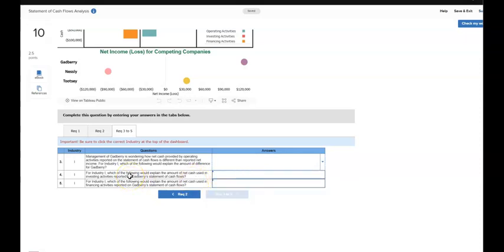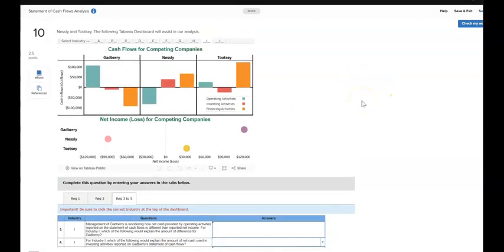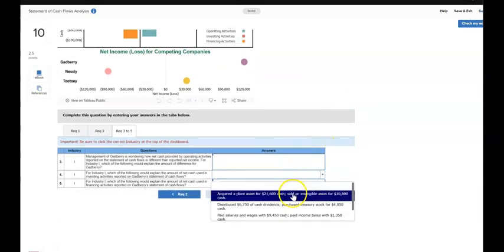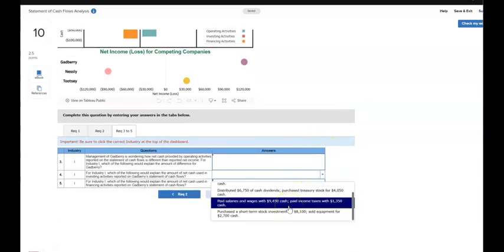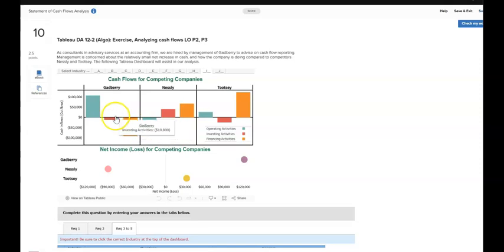This one asks what would explain the amount of net cash used in investing activities. So which of these things would result in our net cash used in investing activities on Gadberry's statement of cash flows? We can see Gadberry's investing activities came out to a negative $10,800. So you'll look for the ones that, when we see the effects, come to a negative $10,800.